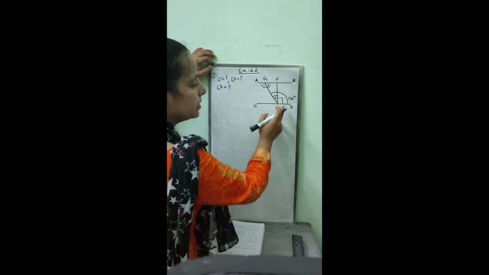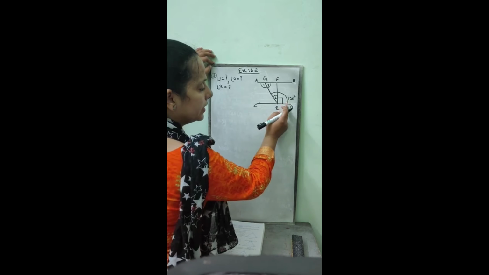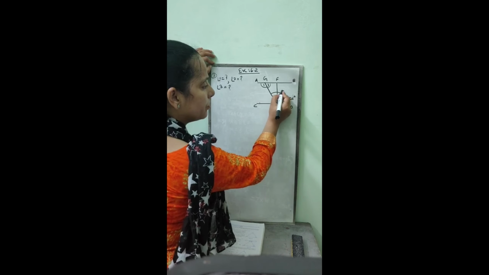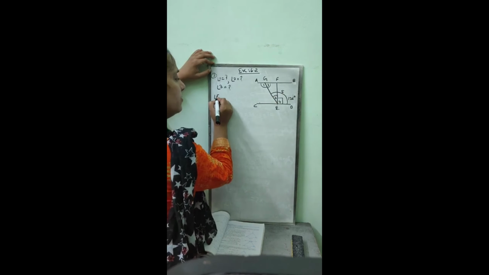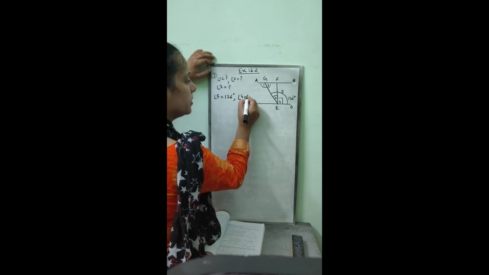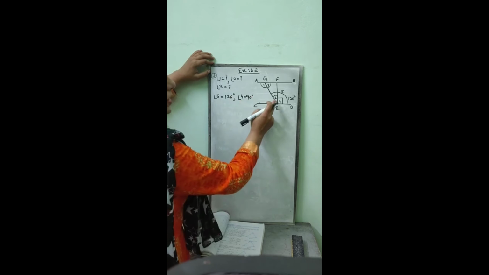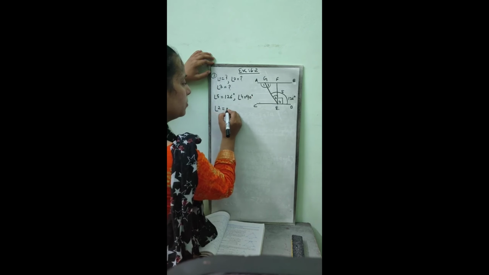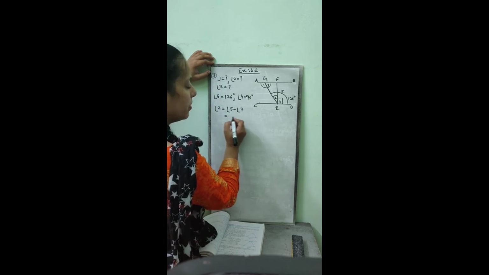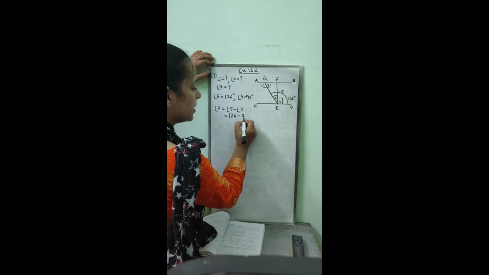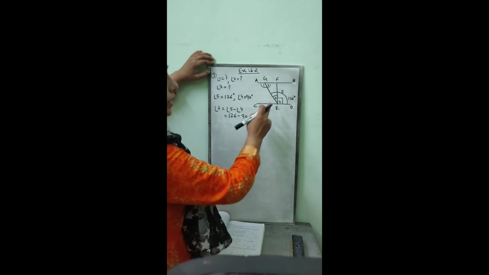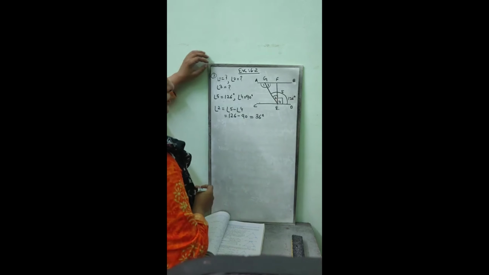I am going to label these two angles as well. Let this angle be 4 and this full angle be 5. Angle 5 is 126 degree and angle 4 is 90 degree. How can you find angle 2? Angle 2 is 5 minus 4. 5 is 126, 4 is 90. Angle 2 is 36 degree. This angle 2 is 36 degree.